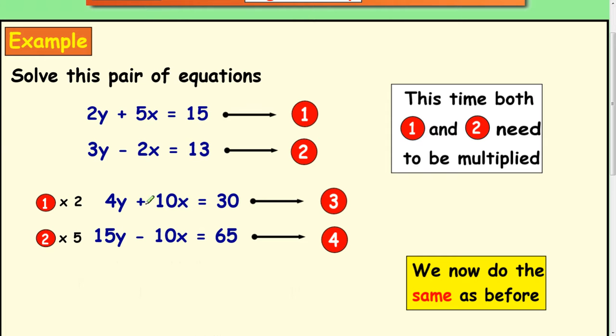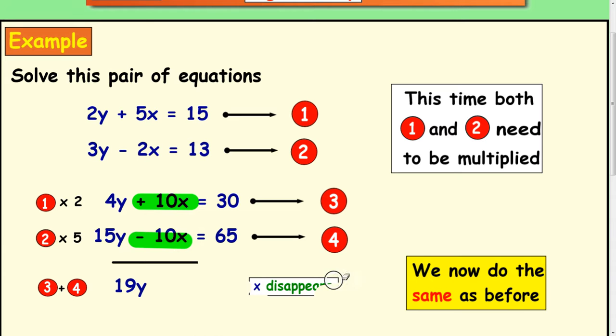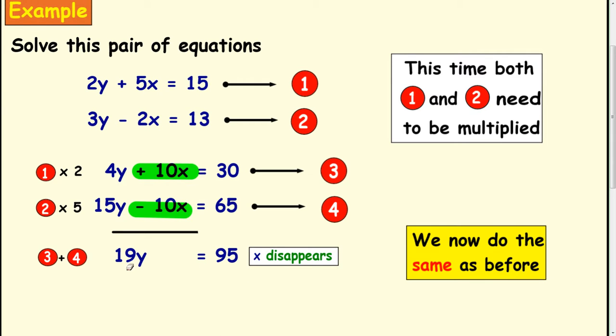Again, I've got that setup I'm looking for. I've got a plus 10x and a minus 10x. And I know when I add these two equations together, 3 and 4, those will cancel. So the instruction is add 3 and 4. 4 and 15 makes 19y's. Plus 10x, add negative 10x, the x disappears. 30 and 65 is 95. So divide 95 by 19, you're going to get 5. So I've got my y.